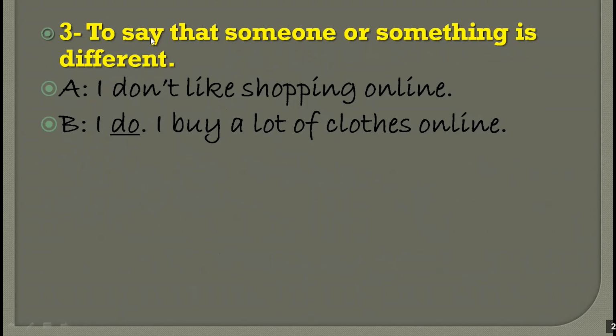To say that someone or something is different. I don't like shopping online. I do. So in this situation, I'm different. You don't like shopping, but I like shopping. Remember here that in that situation, you have a negative statement, and to say that you're different, you have to use a positive statement. Or the opposite. If somebody makes a positive statement, then what you can do is to make a negative sentence. Like when somebody says, for example, I like shopping, and then you say, I don't, so I'm different.